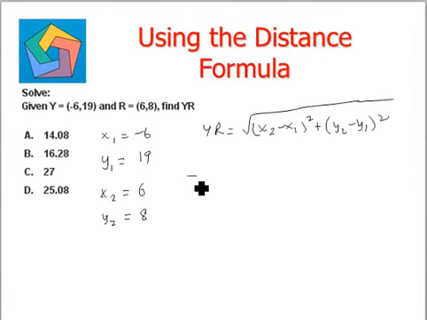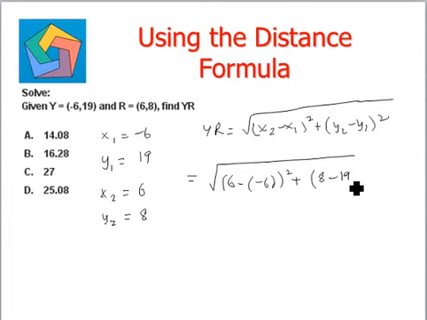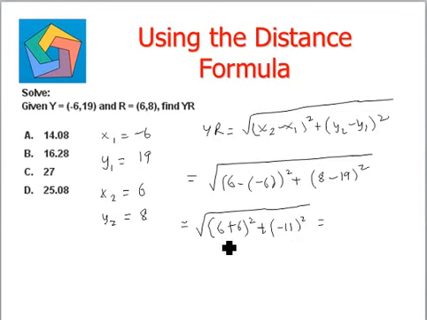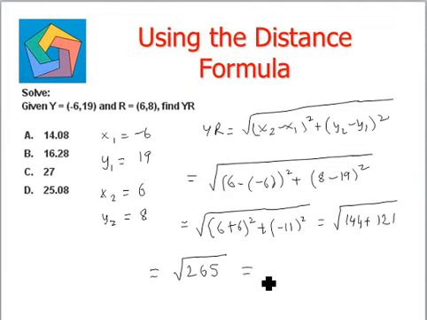Now all we need to do is plug in the values. x2 is 6 minus negative 6 whole squared, plus y2 is 8 minus 19 whole squared. So this is equal to 6, negatives times negative is a positive, 6. 8 minus 19 is negative 11 squared. 6 plus 6 is 12. 12 squared is 144, plus negative 11 squared is a positive 121. So 144 plus 121 is equal to 265. Using a calculator we find the square root of 265. This is equal to 16.28, the final answer, can be seen in option B.